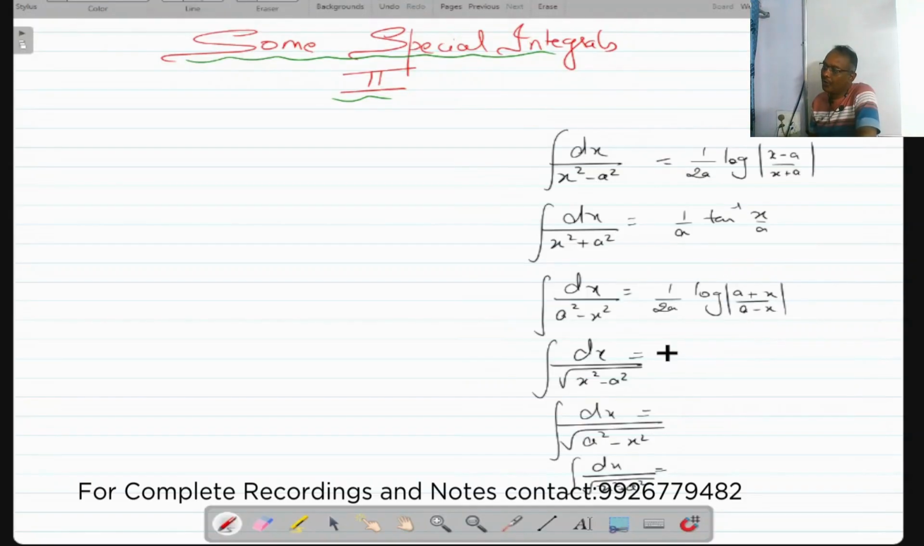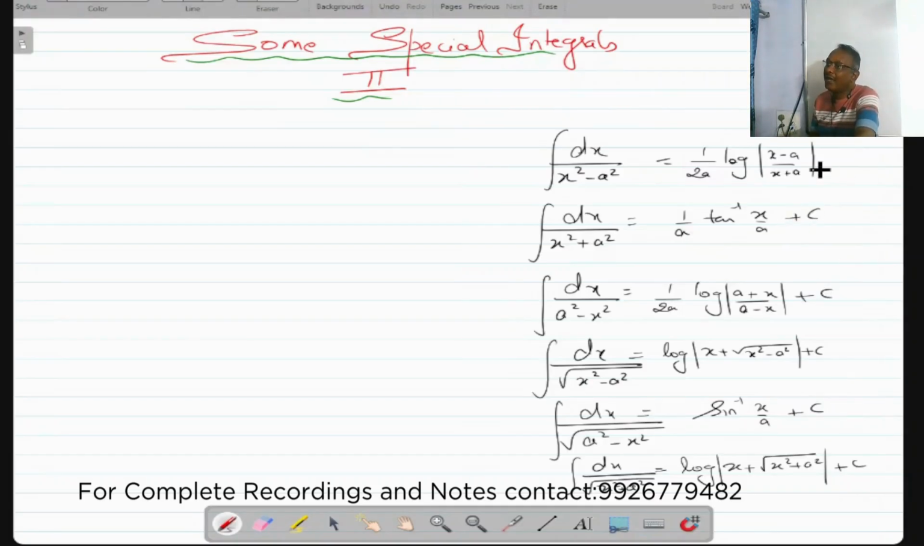This is log of x plus under root x square minus a square plus c. This is sine inverse x by a. This is log of x plus root over x square plus a square. इतना स्पीड से लिखना आना चाहिए. अगर नहीं आया तो I have seen lot many times. Chalo, I am going to give you now. This was all the formulas which was special integral 1. I just wanted to recapitulate that.